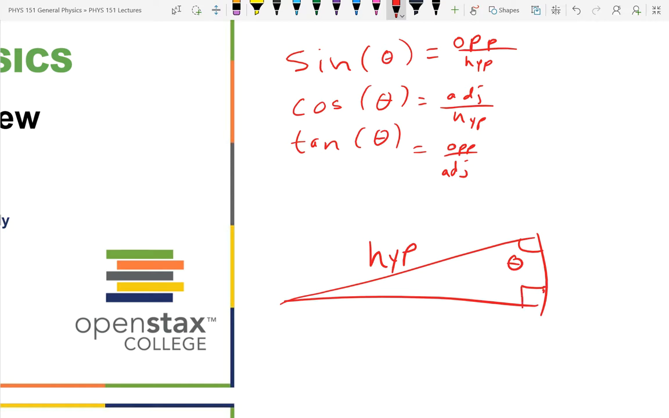Which one is the adjacent side? Okay. It's the vertical one because it's the one that is making the angle with the hypotenuse. So this is the adjacent side. And that leaves, this is the opposite side. So now that I've identified those, I can relate sides.